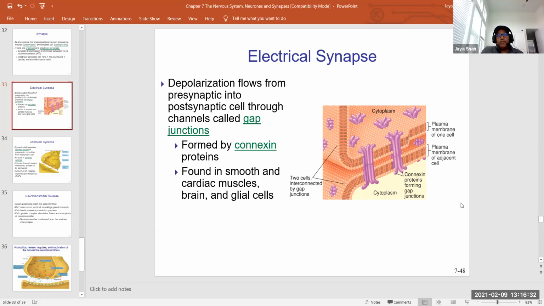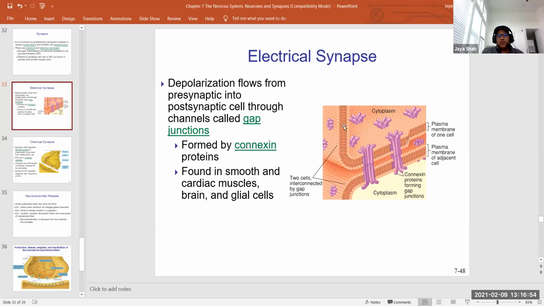And what is the other name for that gap junction in cardiac muscles? People who are taking human anatomy can answer that question. Intercalated discs. Intercalated disc. Good. That is called an intercalated disc, or we can call them gap junctions in other cases. Okay. So what happens in this case?